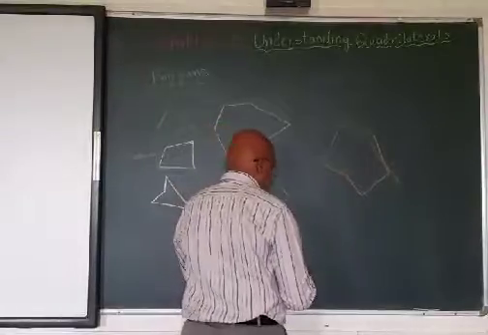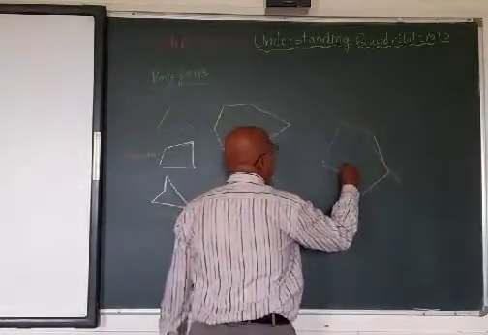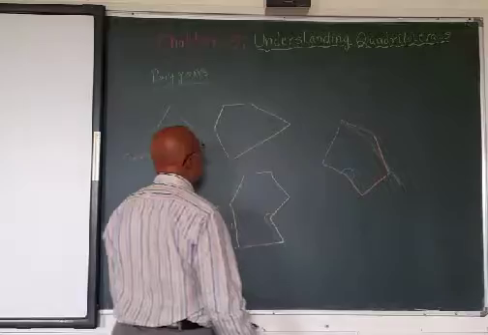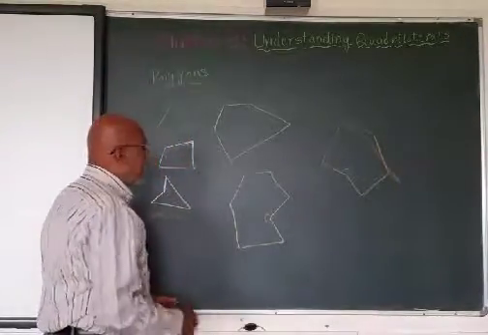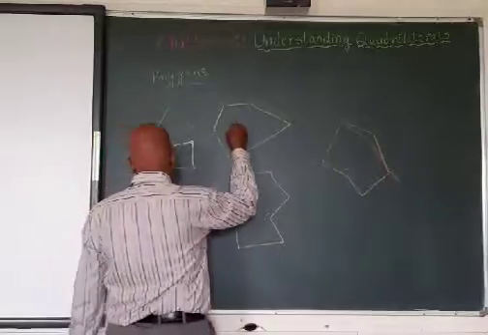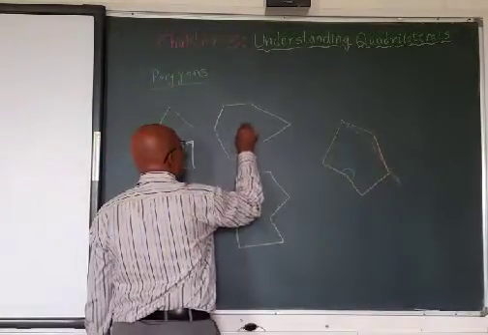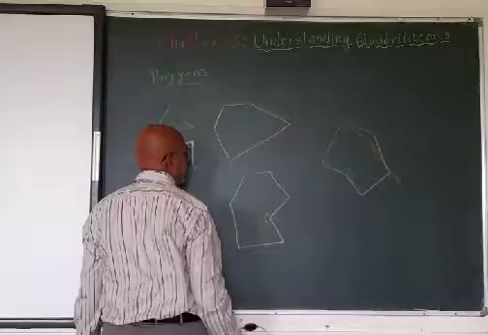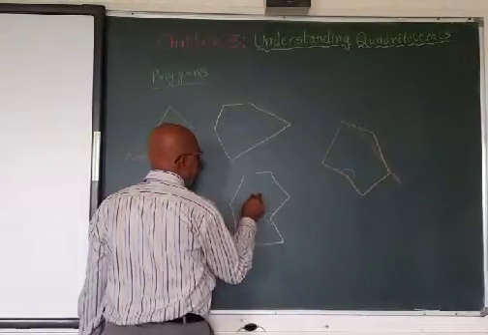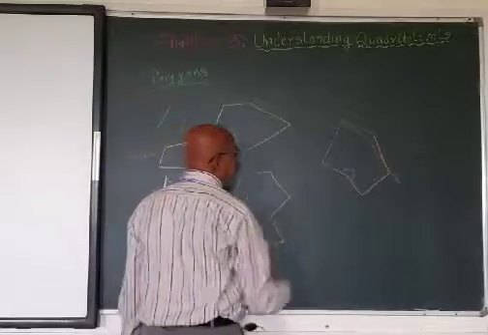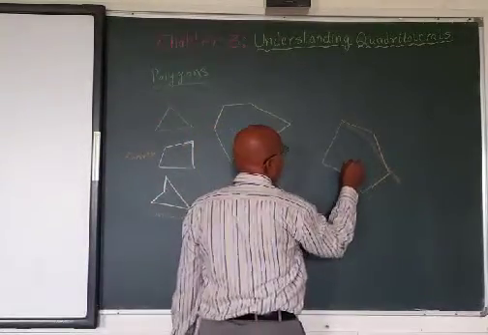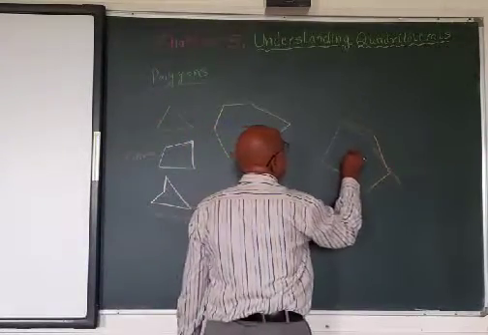Here also this angle is larger than 180. Here, is any angle larger than 180? No. So this can be written as a convex polygon. This is concave, also this is more than 180.